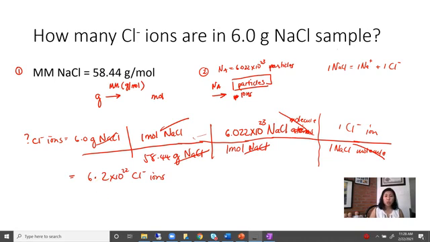Let's find how many chloride ions are present in a 6-gram sample that's not from sodium chloride, but rather from something else. Obviously you know what sodium chloride is, that's table salt. So if I measure 6 grams of table salt, that sample will actually contain 6.2 times 10 to the power of 22 chloride ions. Now let's take a look at other sources of chloride.